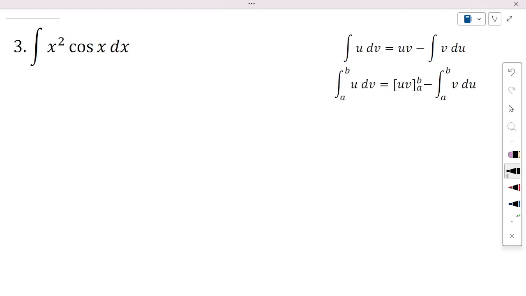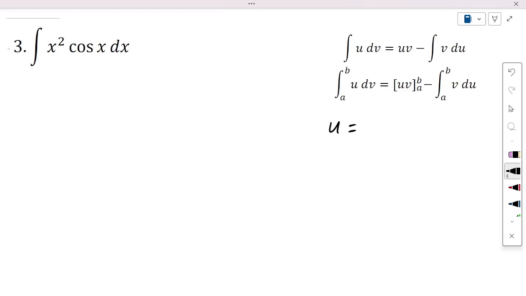So number 3, it says the integral of x squared multiplied by cosine x with respect to x. How are we going to assign our variables now? So note now we're going to let u be equal to something and dv be equal to something else, right? Let's focus on u first.